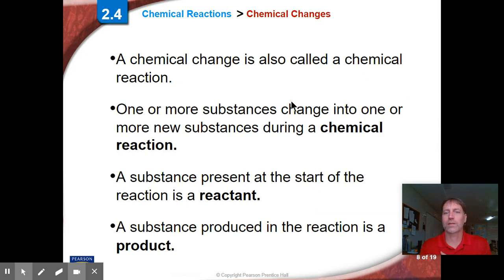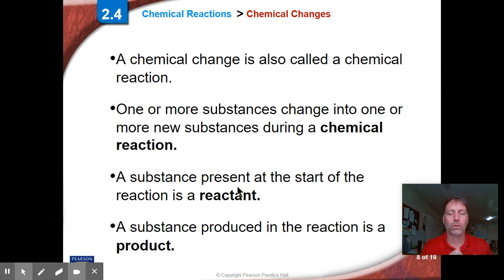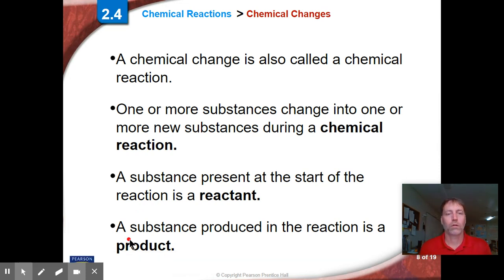A chemical reaction is just a way of writing what's happening. So the reactants are the compounds or the elements or the mixtures or the substances that are doing all the reacting. They're the ones getting together, exchanging electrons, giving away electrons, those types of things. That is a reactant. Those are the troublemakers, if you will. The substance that is produced from that reaction is called the product.